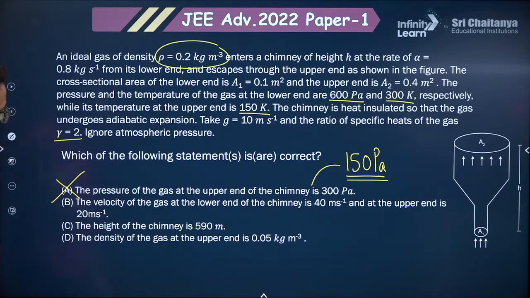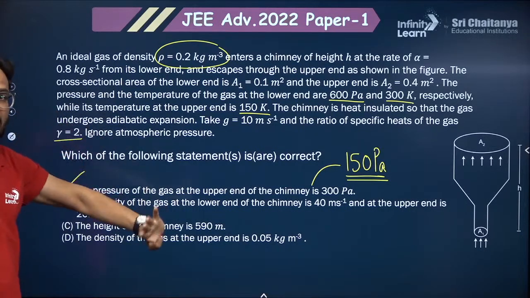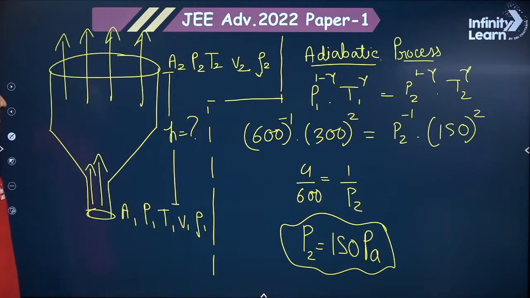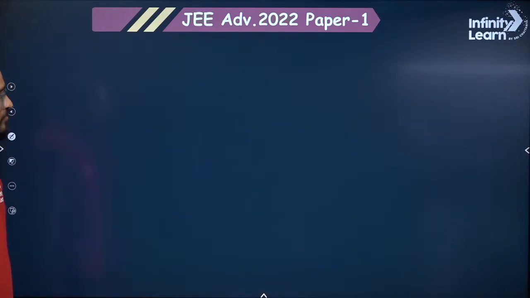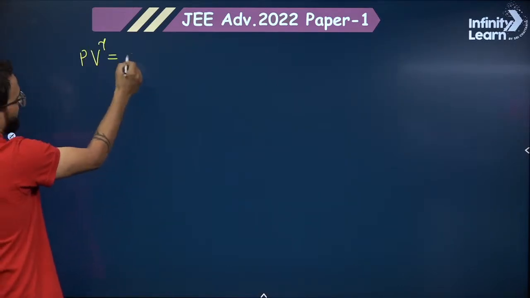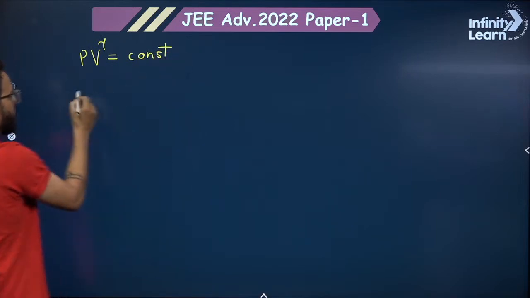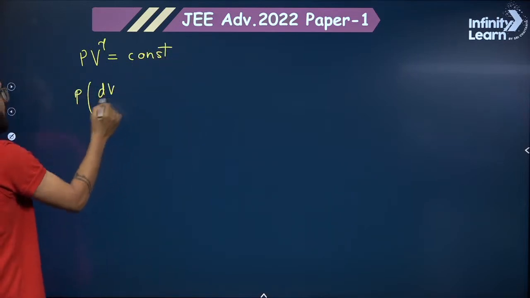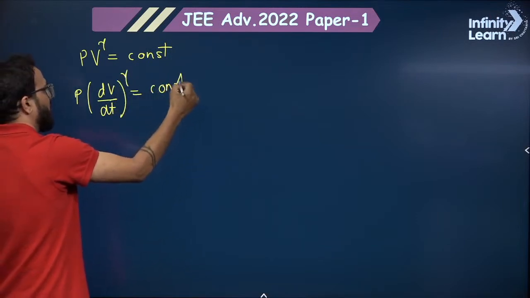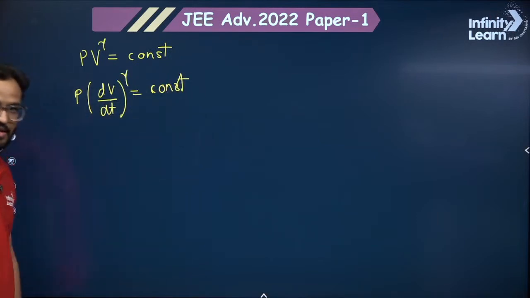Velocity of the gas at the lower end of the chimney is 40 meter per second and at the upper end is 20. So they are saying that the velocity at the upper end is 20 meter per second. So we have to figure out the velocity also. Okay, let's try it. This time we will say PV to the power gamma is constant. Now, can I also select P into dV by dt to the power gamma is constant? What is this? It is the volume flow rate only, right?